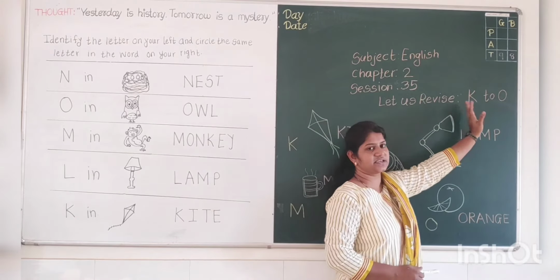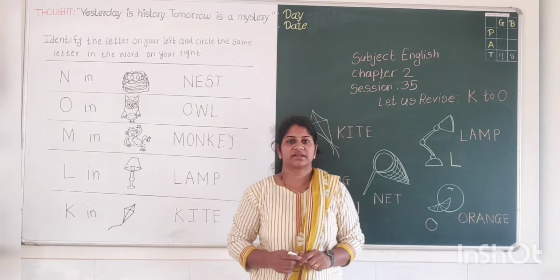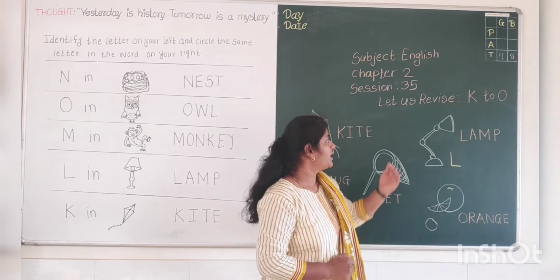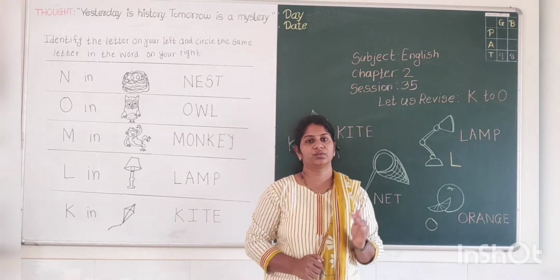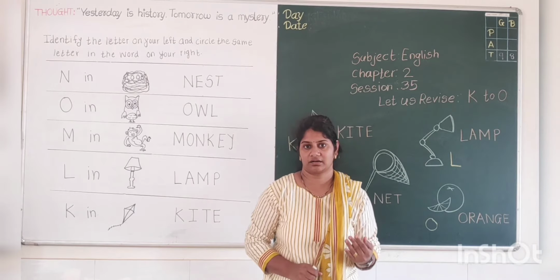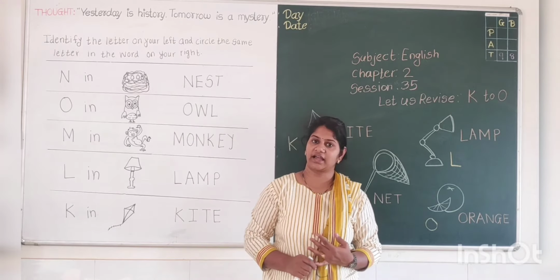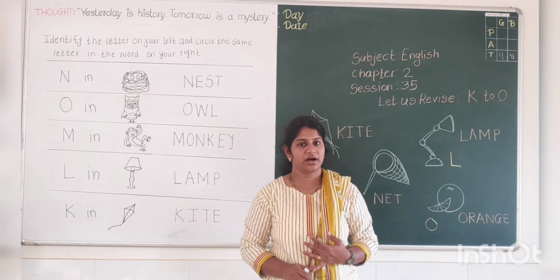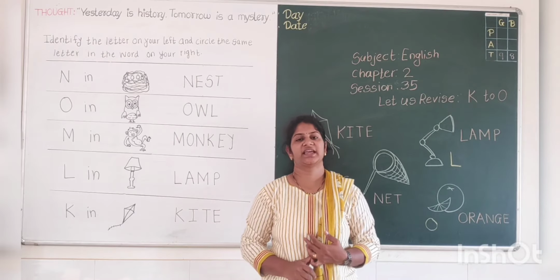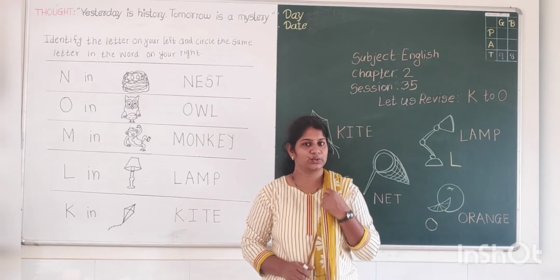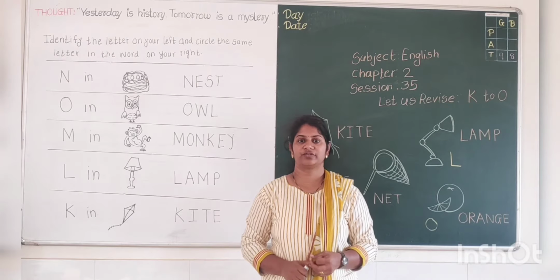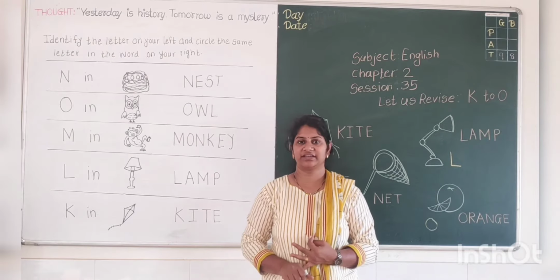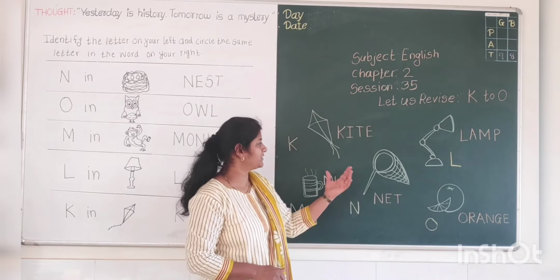Let us revise K to O. In last classes, I have taught you A to O, right? Now, I am going to take the revision of K to O. K says K, K for kite. L says L, L for lion. M says M, M for monkey. N says N, N for nose. O says O, O for oil. Oil, orange, octopus, right? Yes, now I am going to take your revision.